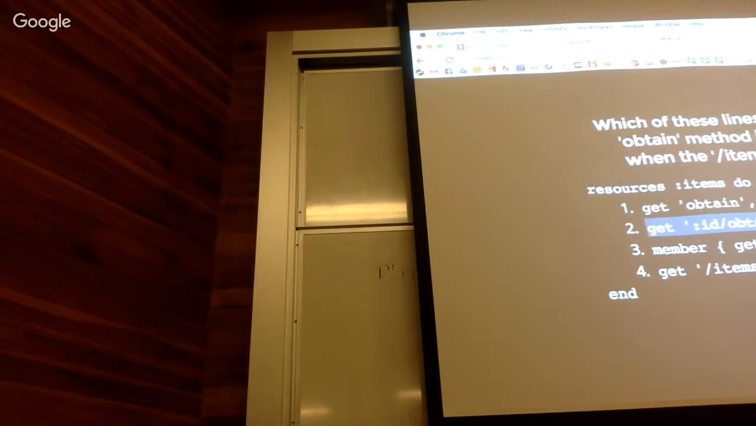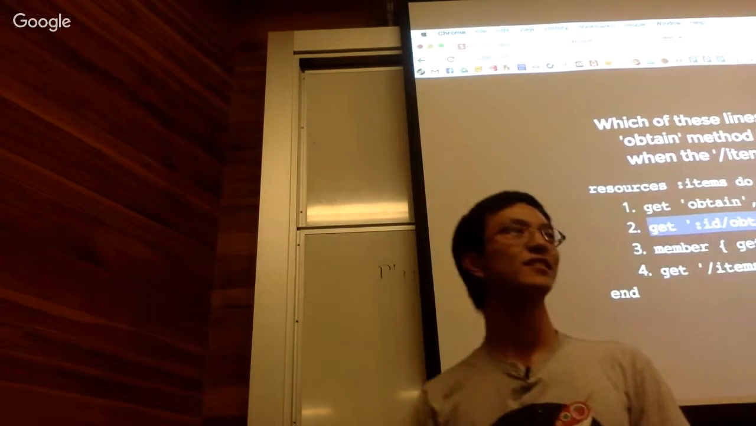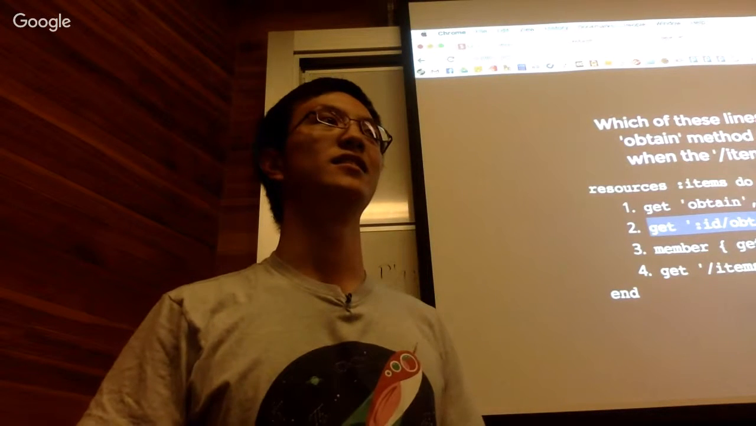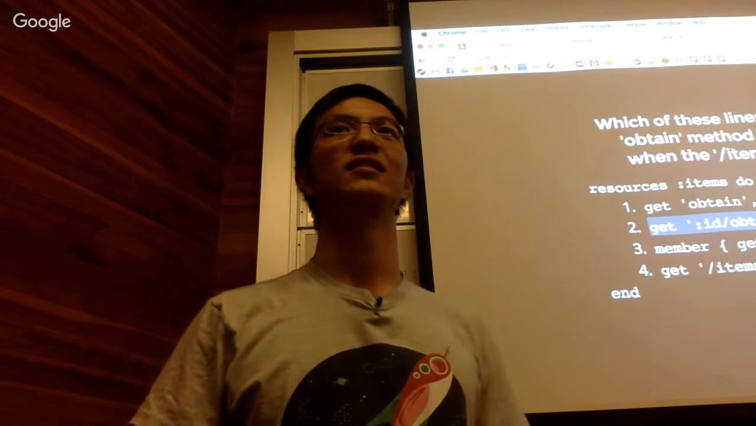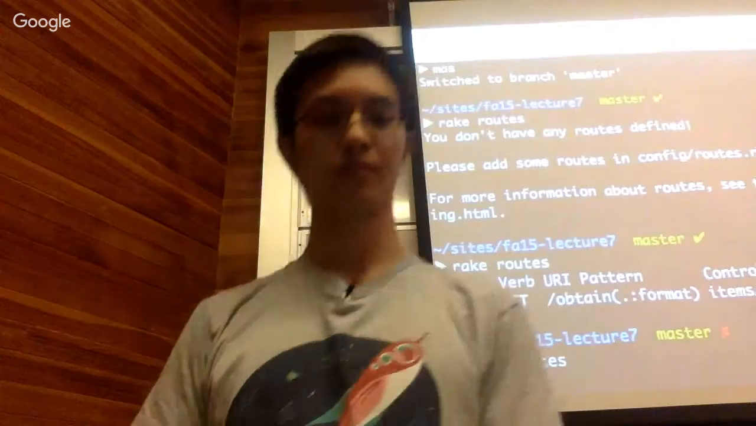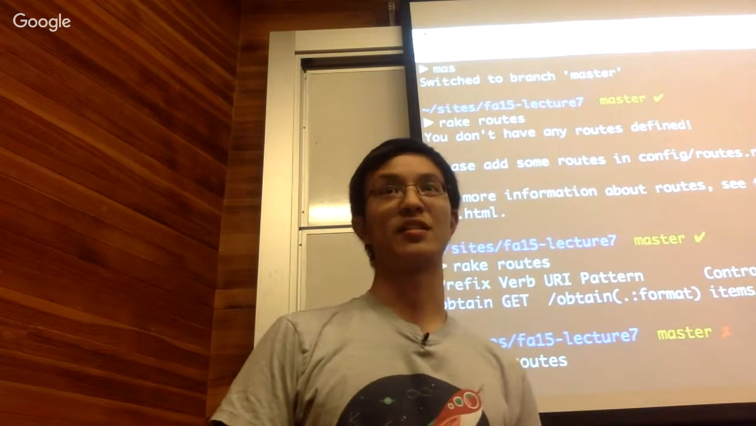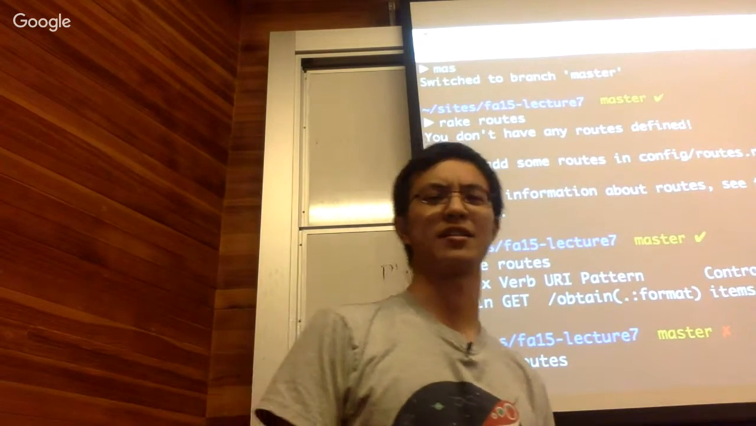So you say, since this is within my resources items, I should already have the items in my URL. Okay, also very valid. Anyone else? Okay, let's try it out. So this will also be an exercise on how to decipher the routes, okay?